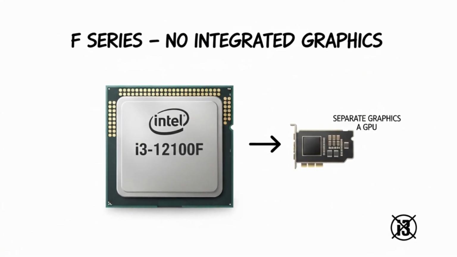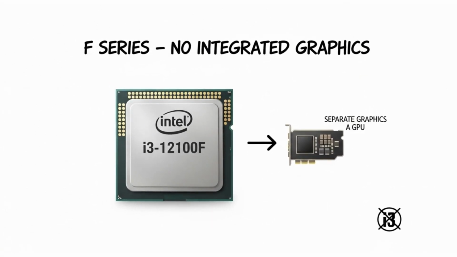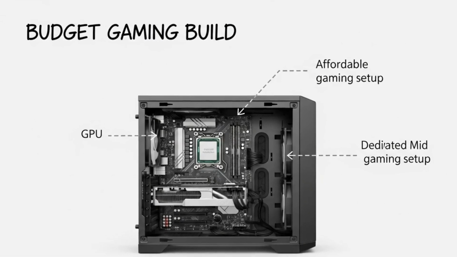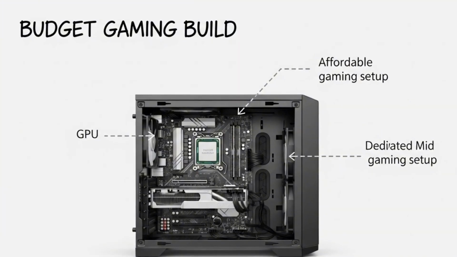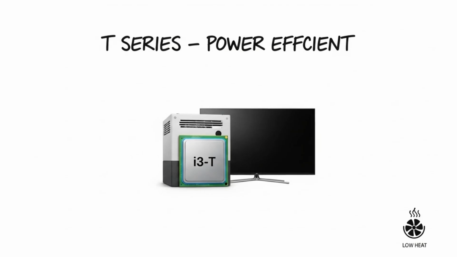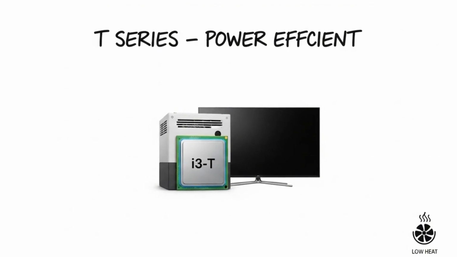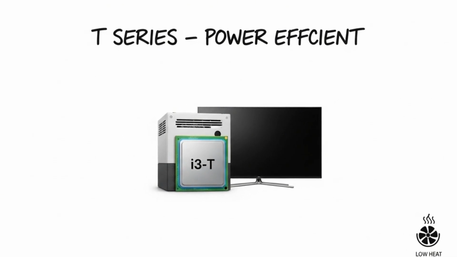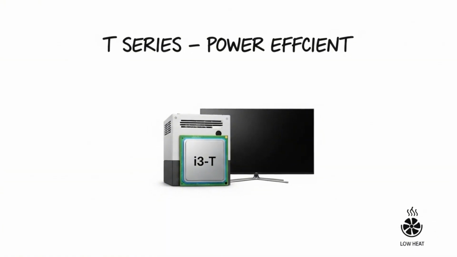An i3-12100F, for example, lacks integrated graphics. This requires you to use a separate graphics card, but it also makes the chip more affordable, an excellent strategy if you're building a budget gaming PC with a dedicated GPU you already own. There's also the T variant, a highly power-efficient version designed for small form-factor desktops or home theater PCs where minimal heat and noise are paramount.